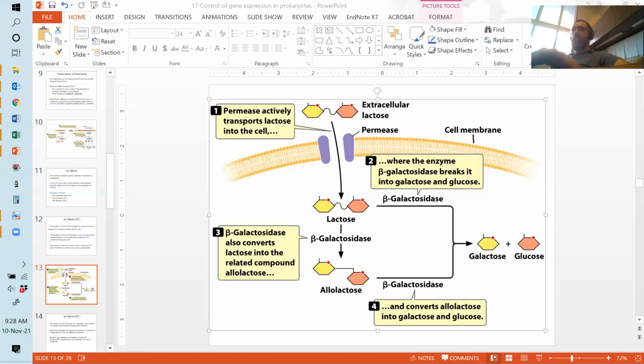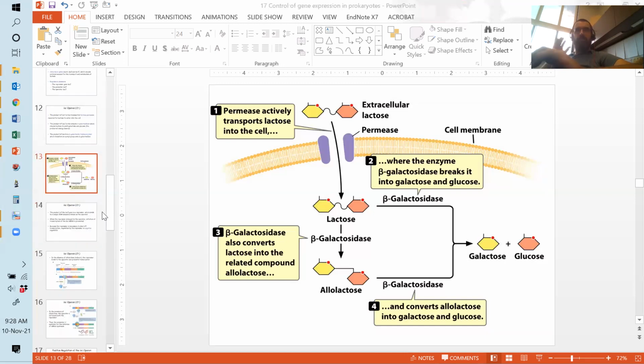And this is really what these two questions underpin, the whole of the lac operon control. So keep that in mind, right? Keep coming back to that because that's the key to understanding this.